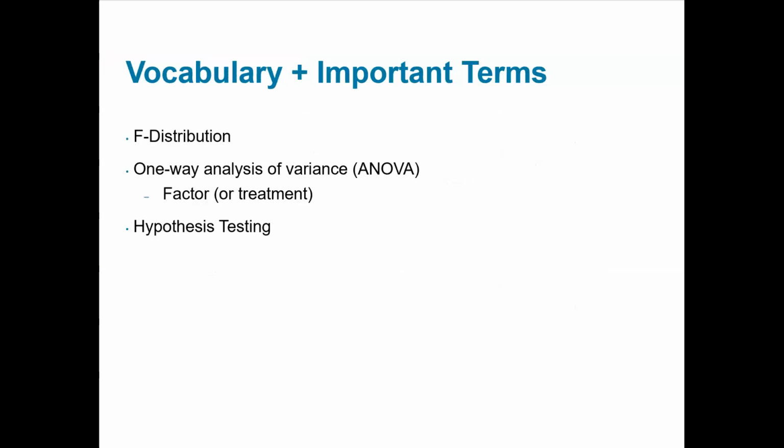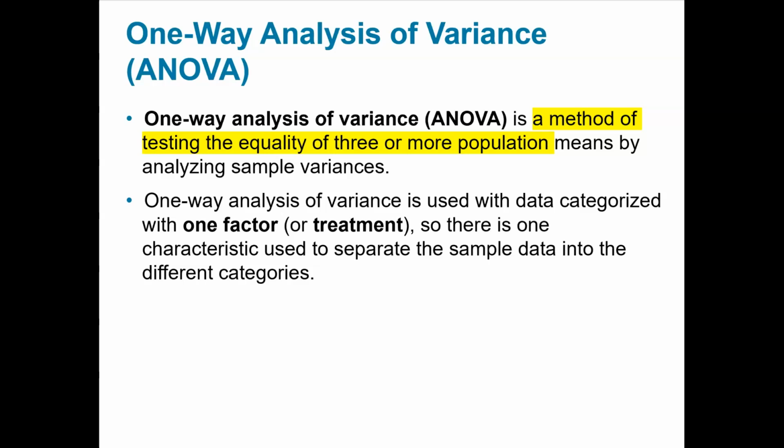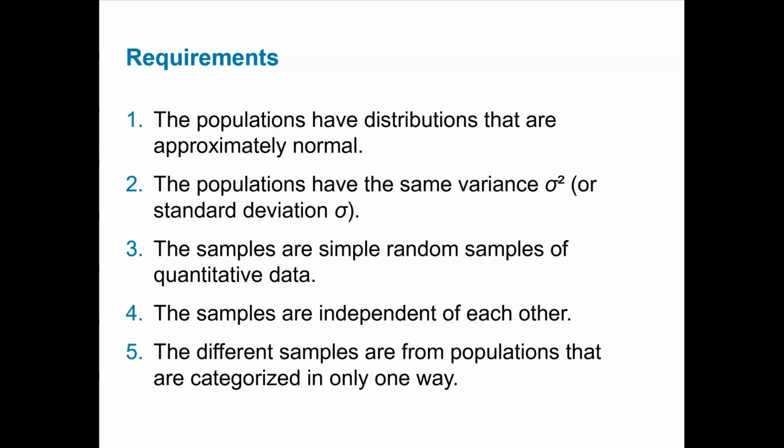This is the important vocab and terms. Starting with an F distribution, this is the shape of the distribution that we're going to be looking at here. And just for your reference, we'll be talking about an F test statistic. ANOVA is a method of testing the equality of 3 or more population means by analyzing the sample variance. We're going to do all of it in our calculator. We're going to assume that the requirements are met.